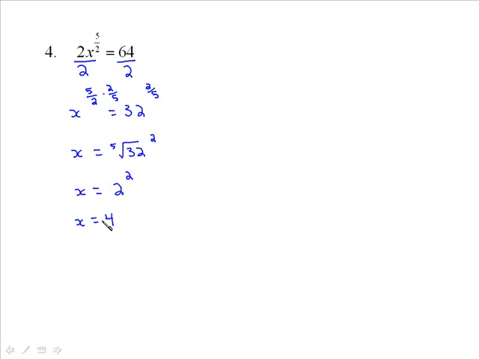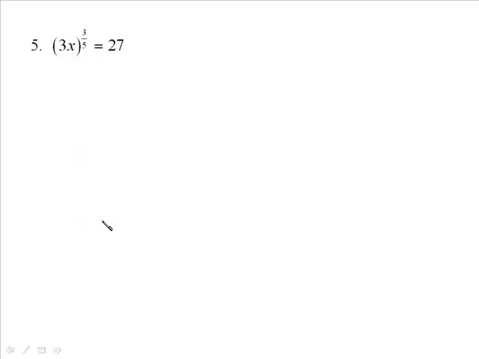I'll bring up a new screen. This one is very similar to the previous one, except that the coefficient is in brackets. So before you can do anything with this problem, you have to either take that 3/5 into both of the terms, which I don't recommend, or better still, just get rid of the 3/5. So raise both sides to the 5 over 3, and that becomes 27 to the 5 over 3.